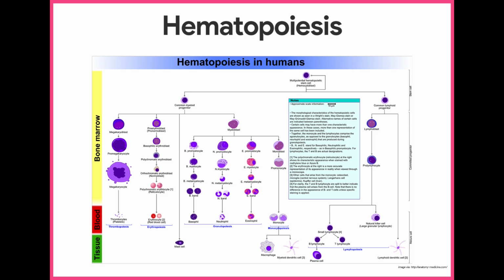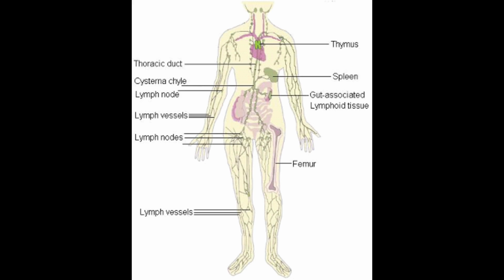But just bear in mind that everything starts in the bone marrow, and then different types of cells specialize and migrate to different regions of the body, or different organs or tissues, where they mature and become the fully formed version of the cell, which then goes and carries out its business. So some of the places where these cells go to mature are the thymus, the spleen, and lymph nodes.